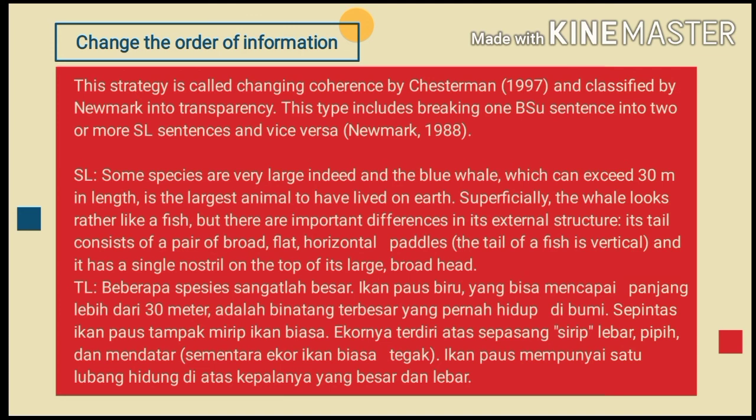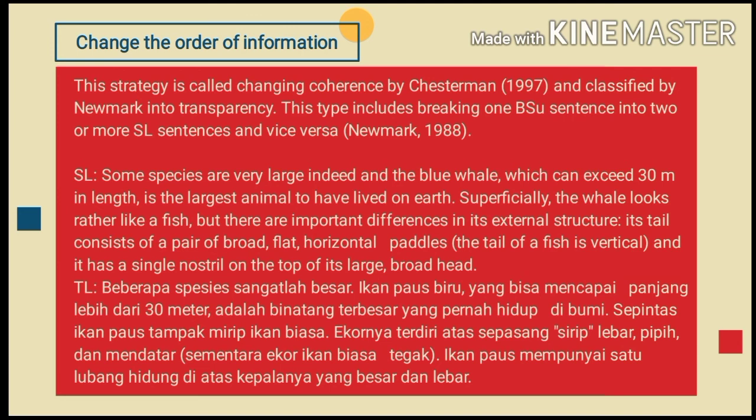For example, some species are very large indeed, and the blue whale, which can exceed 30 meters in length, is the largest animal to have lived on Earth. Superficially, the whale looks rather like a fish, but there are important differences in its external structure. Its tail consists of a pair of broad, flat, horizontal flippers. The tail of a fish is vertical, and it has a single nostril on the top of its large broad head.